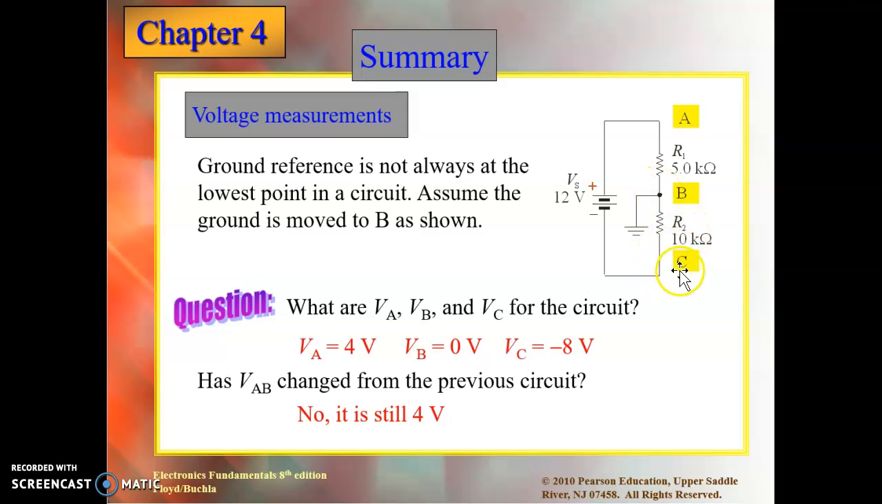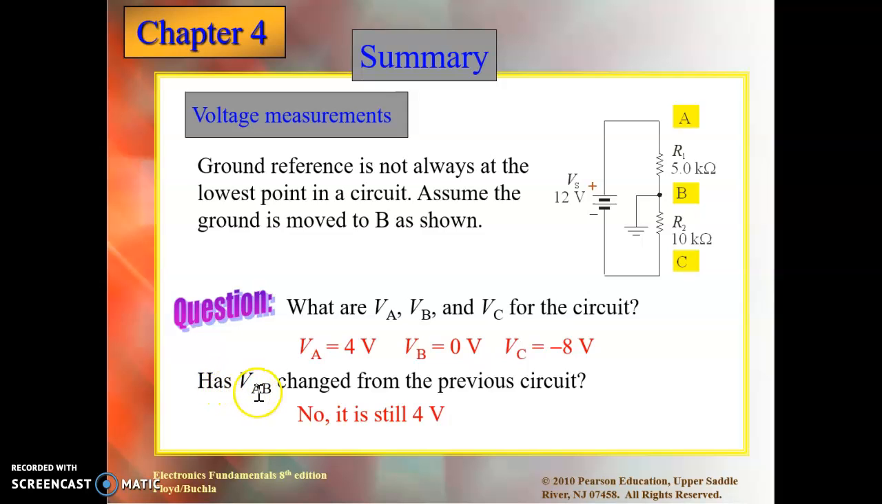Now this VC is from this point to that point. We can either go from here to here, or we can go from here across that and across this to the ground. It depends how we choose to, but it was just easier to go from here to here. So in this case, we get that it is negative 8 volts. And in the next video, you're going to see how this negative 8 volts comes about.